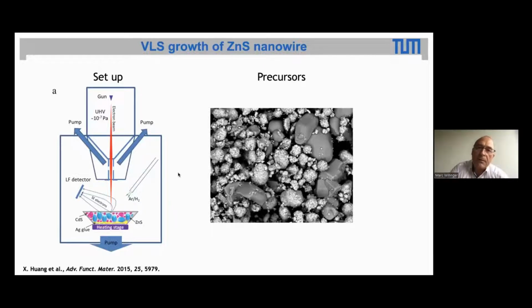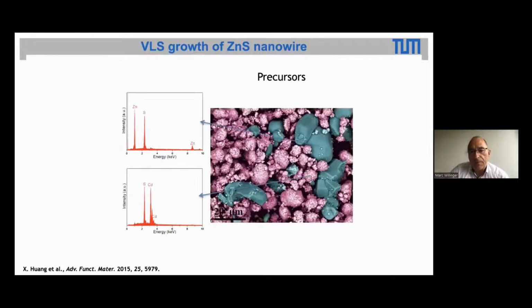A colleague of mine was growing zinc sulfide nanowires in his vapor, liquid, solid growth process. And he wanted to look at how this vapor, liquid, solid growth actually happens in real time. And so what we did is we had a mixture of two precursors. One was the cadmium sulfate and the other was zinc sulfate, and we mixed these two together. And we had a few silver nanoparticles also added to this mixture.